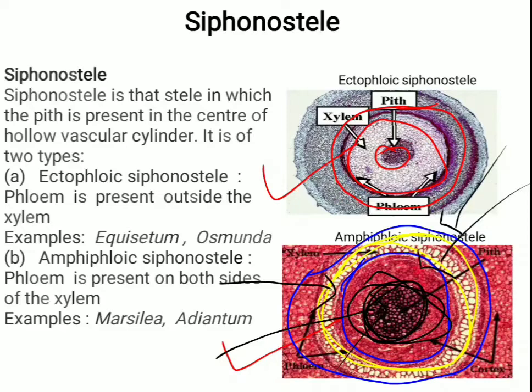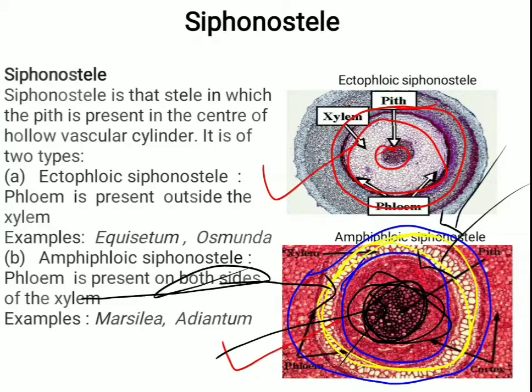On both sides there is this blue color structure, which I drew as phloem. So on the inner portion and outer portion of the xylem, phloem is present, and this type of stele is known as amphiphloic siphonostele. In this figure, the yellow color is the xylem, and it is surrounded on both the inner and outer portions by phloem, so phloem is present on both sides of the xylem. This is known as amphiphloic siphonostele.